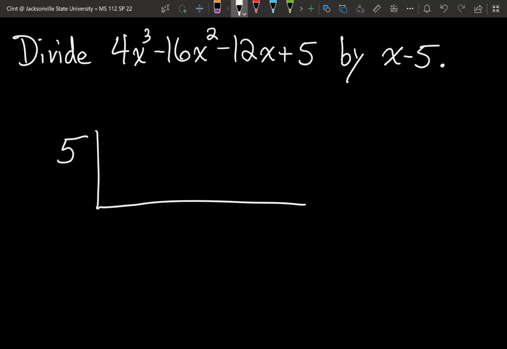We're going to have 2 rows of numbers that go in here. The top row is just going to be the coefficients off of all the terms of the thing we're dividing. No x's, just the numbers, just the coefficients. So first we'll have 4, and then minus 16, and then minus 12, and then 5. So my top row is going to look like this: 4, minus 16, minus 12, 5.